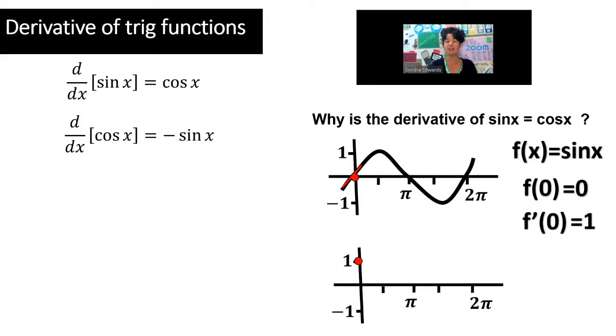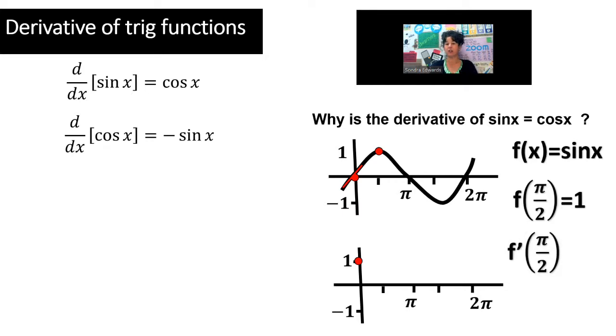Let's repeat this process as we work our way to the right. The next point we're going to take a look at is what the function would be if we evaluated at pi over 2. Well, the sine of pi over 2 equals 1. The derivative of the function at pi over 2 is the slope of the tangent at pi over 2, and the slope of the tangent there is 0. So we have another point on the derivative function. We can plot the point pi over 2, comma 0.